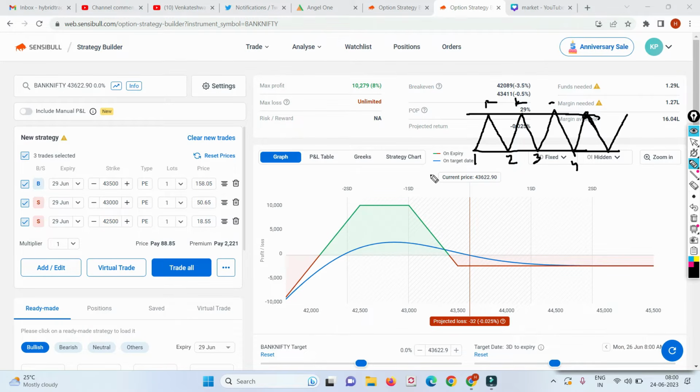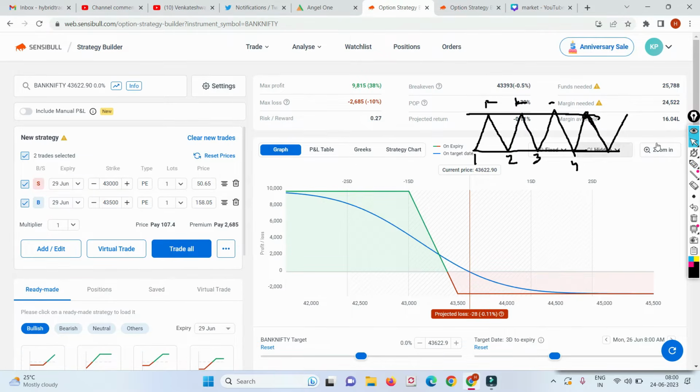Point number 1. When exactly can you go for a debit spread is the question, right? Now let's imagine, guys, the market came down and has breached your support. This is your support, this is your resistance. The market came down, breached your support, and then you see a sort of shorting happening here, right?